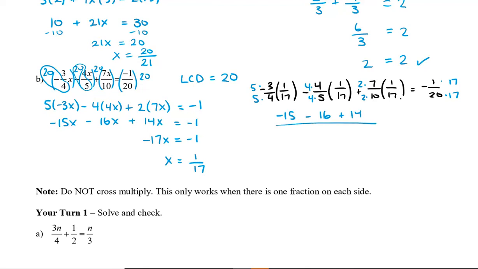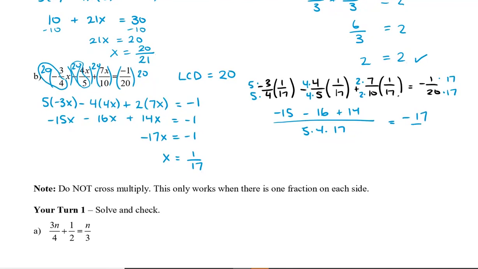And they all have a denominator of 5, 4, and 17, which I'm not going to multiply because I really don't want to. So on the right side, I have negative 17 over 20 times 17. So on the left, negative 15 minus 16 is negative 31, plus 14 is negative 17. And my denominator is 5 times 4 times 17.